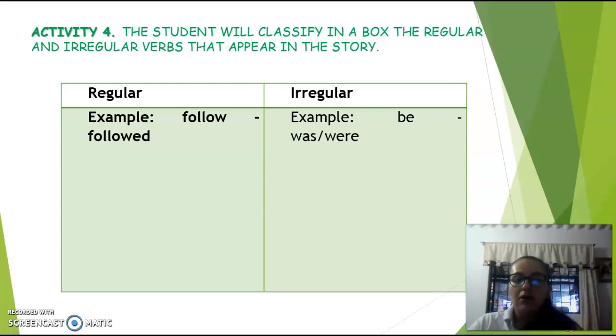For example, in the story of Little Red Riding Hood, you can say the verb follow. And in the past, followed is regular. You can say the verb be is irregular, so you can say was or were. This is the idea. Okay?